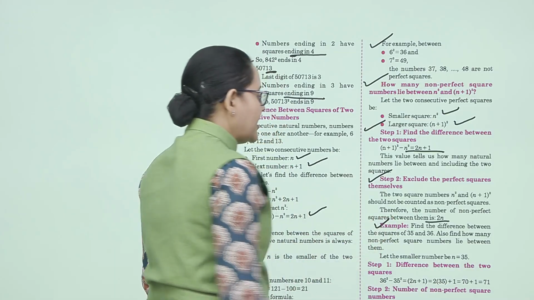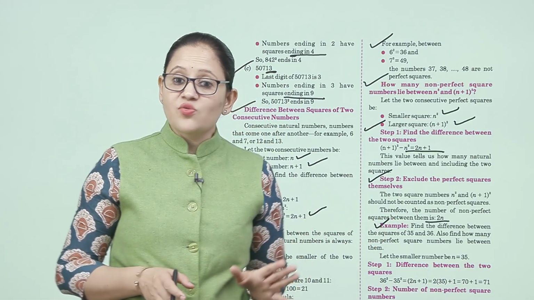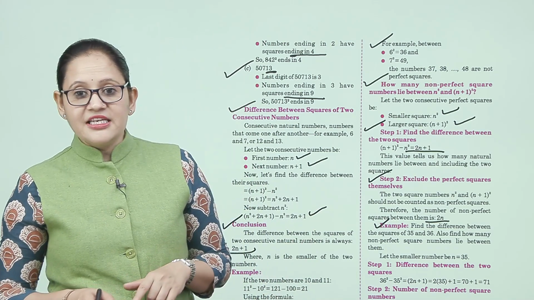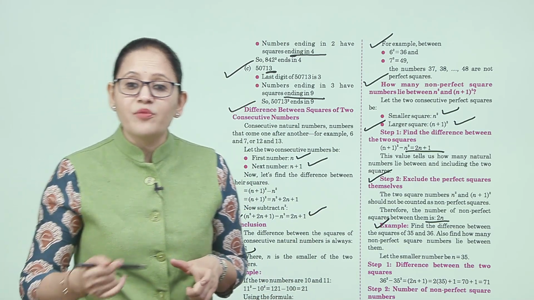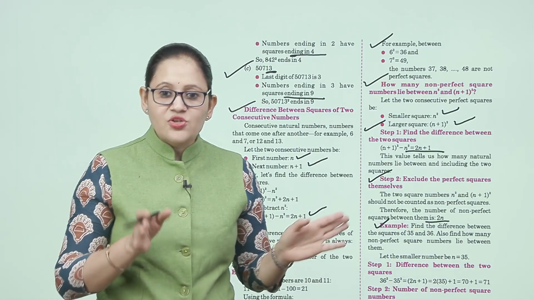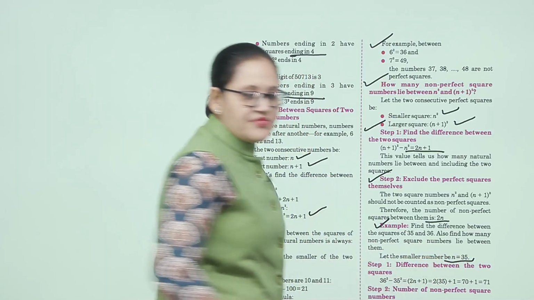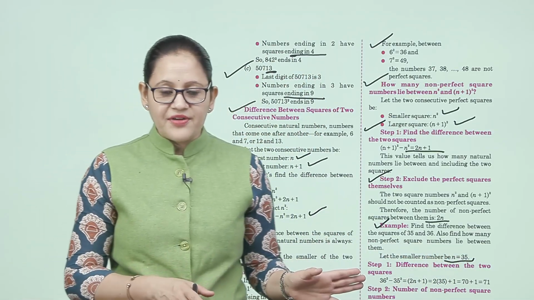Now, we will take an example here. We have to find the difference between the squares of 35 and 36 and find how many non-perfect square numbers lie between these two numbers. So, let the smaller number n be equal to 35.